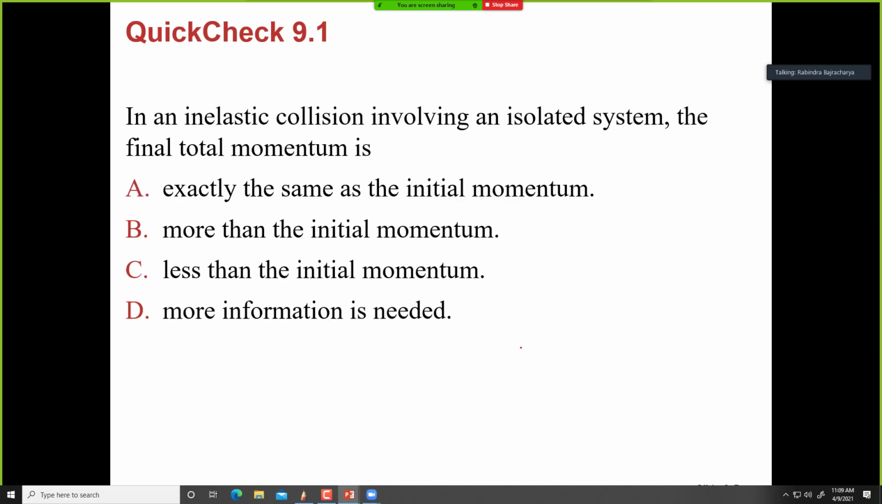So we talked about elastic collision, and in inelastic collision, what can you say about the momentum in elastic collision? Less? Do you guys agree?